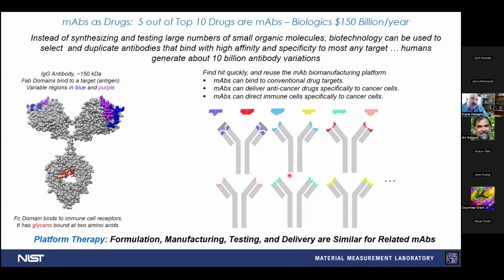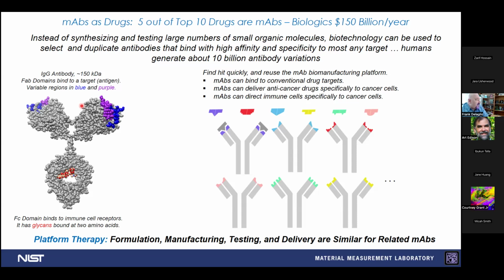We want to have a large molecular diversity to try to find a small molecule that can hit a particular target. In the case of antibodies, which have these Fab domains that can bind antigens, a given individual generates 10 billion different structures of antibodies. And so that is a much huger source of molecular diversity than any drug company can bring to bear with small molecules.